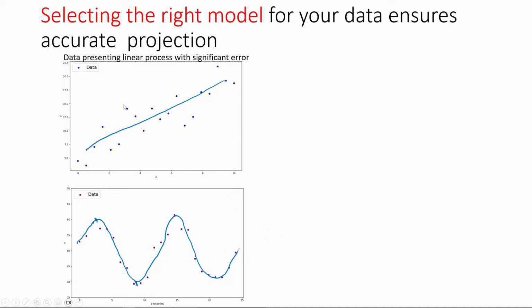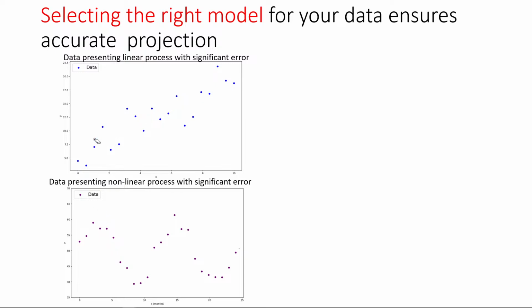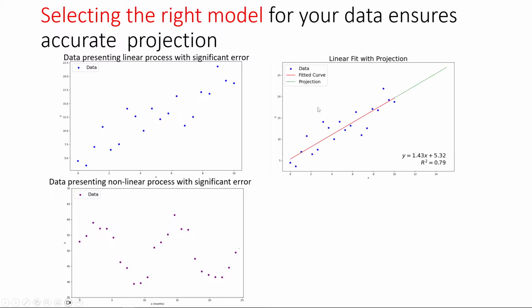So here, for example, this data I generated from a linear process with significant error. So in this data, I had a linear model and I put so much error into it, and that's how I got this data. This other data, I generated from a nonlinear process with significant error. Again, for this data, I used a nonlinear model to generate it, and it had a significant error to it. So for this one, it's not bad to fit just a linear model to it.